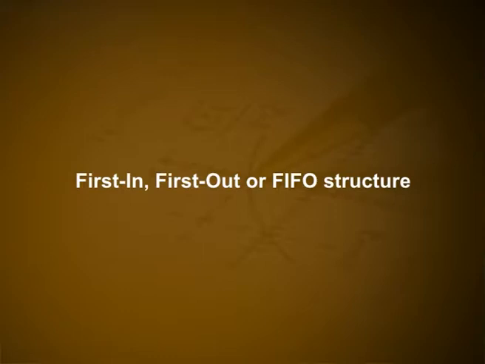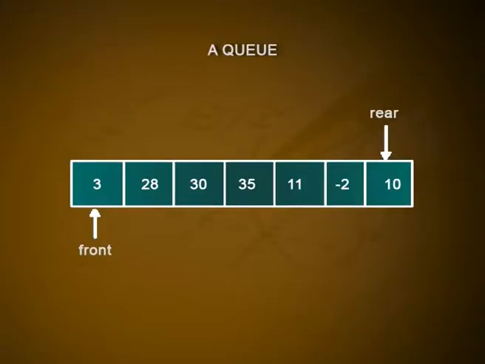Hence, it is called first in, first out or FIFO structure. The name queue comes from the everyday use of the term. Pictorial representation of a queue is given below. Queue is used more than stacks in computer.